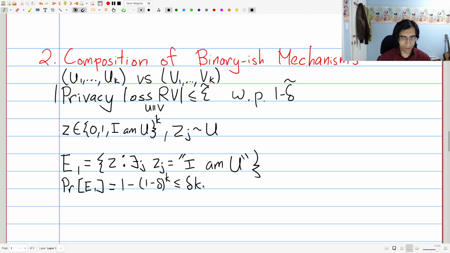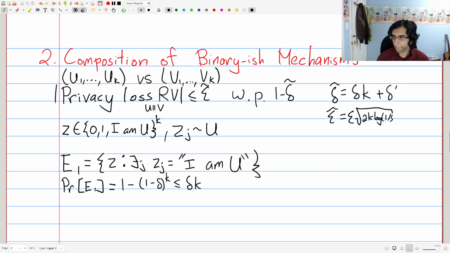Let's recall what the expressions are. Delta tilde is equal to delta K plus delta prime, and epsilon tilde is equal to, let me do this from memory, epsilon times the square root of 2k log 1 over delta prime, plus epsilon k times e to the epsilon minus 1 over e to the epsilon plus 1.